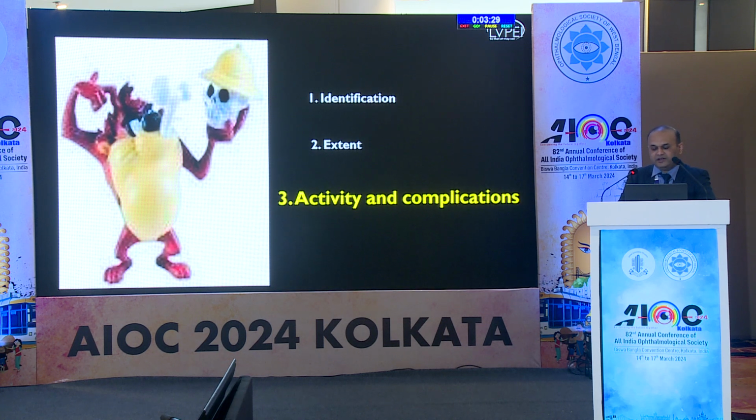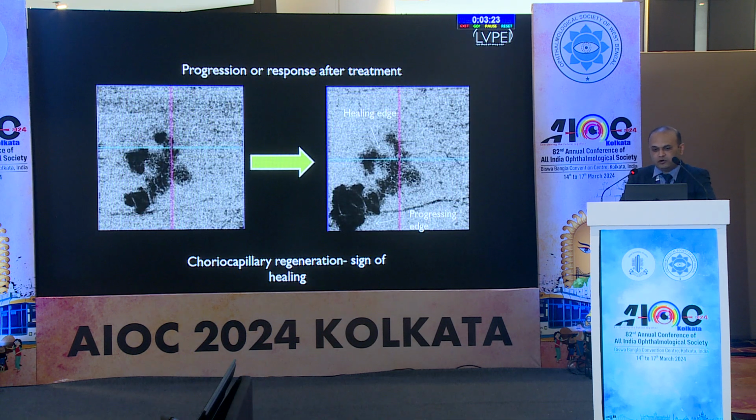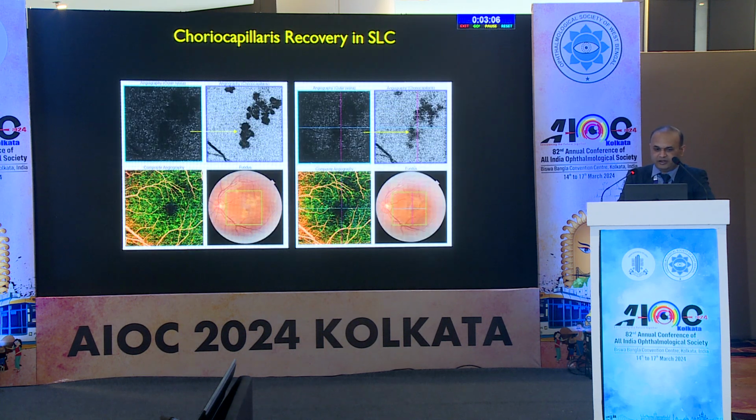Moving on to activity and complications. We have already seen the role of autofluorescence and OCT in identifying the disease. Let me also show you how OCT angiography can actually help. So choriocapillaris regeneration is a sign of healing. So when you do an OCT angiography through these lesions, what you can see is this area of healing edge, and this area can easily help us in assessing the fact that our patient is now responding to treatment over here. So choriocapillaris recovery has been described very characteristically as a sign of healing of these choroiditis lesions.